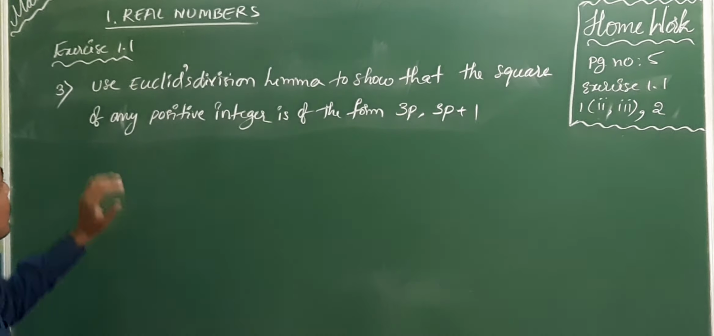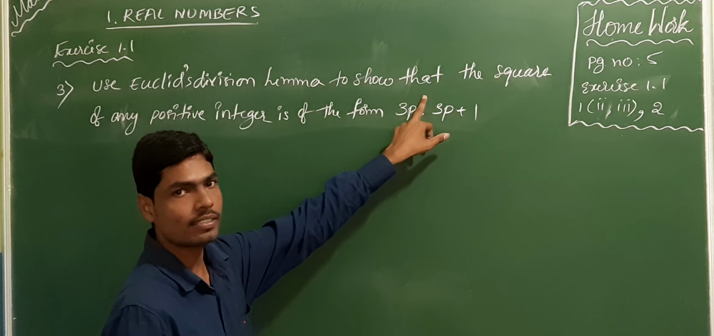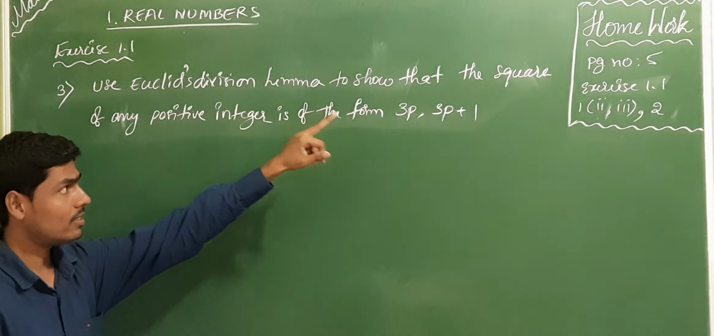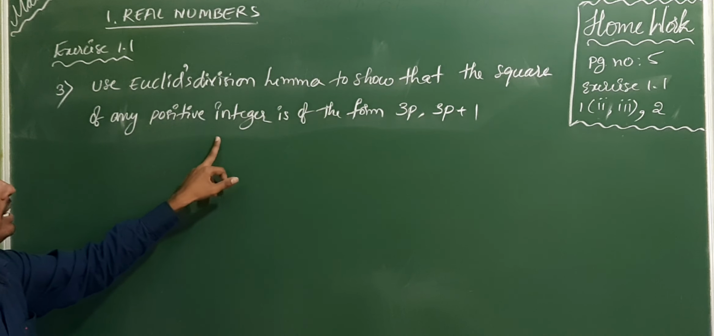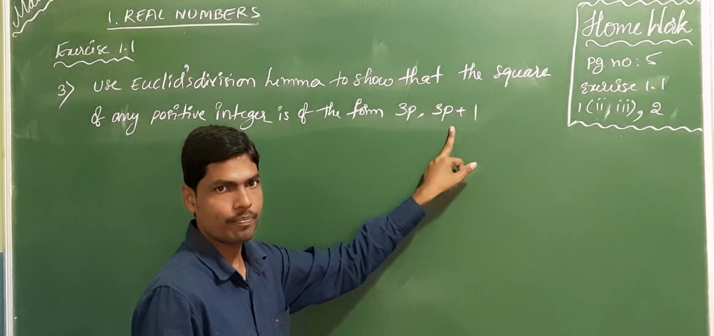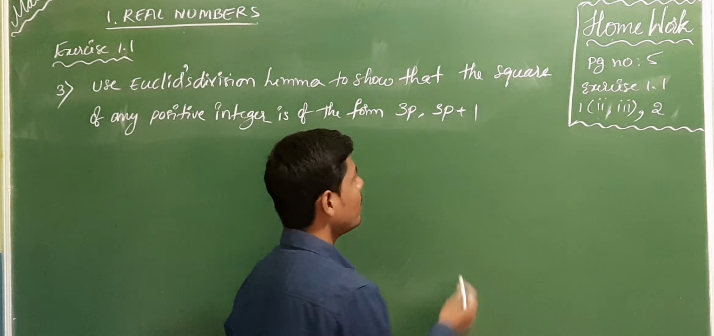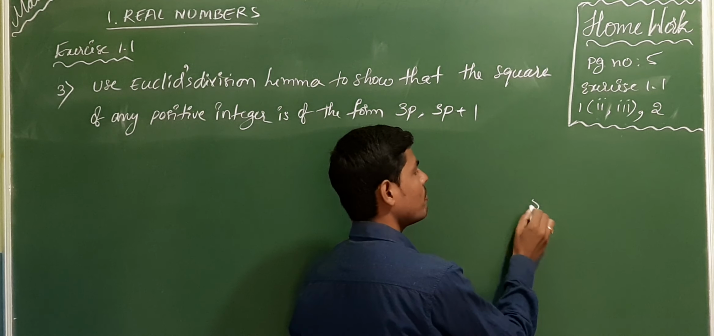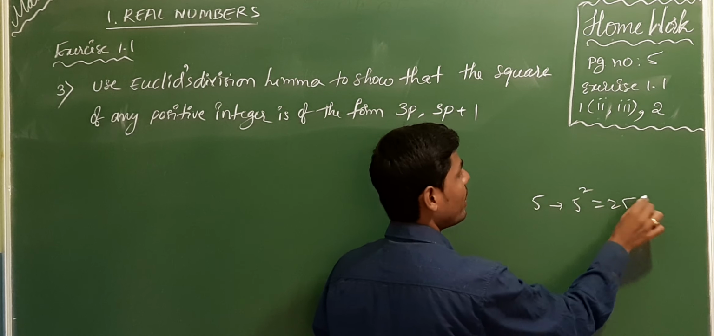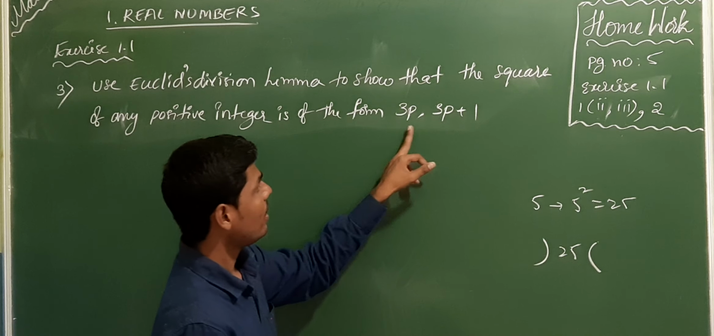Read this question once. Use Euclid's division lemma to show that the square of any positive integer is of the form 3p or 3p plus 1. First we will discuss with some examples. Any positive integer, I am taking 5 square. 5 square is 25. Here 25. Now 3p and 3p plus 1.